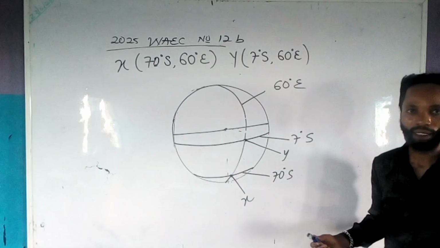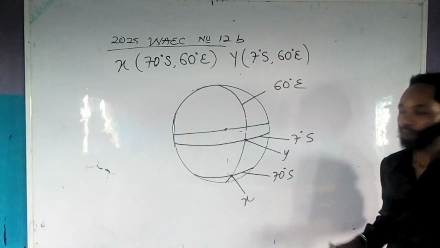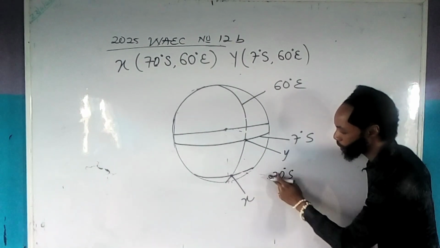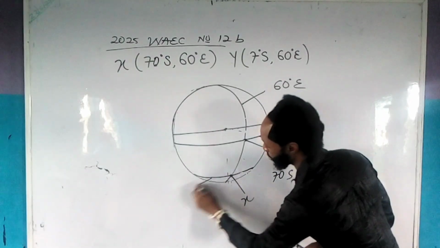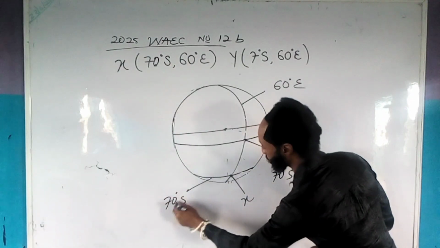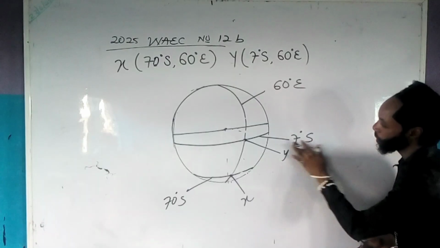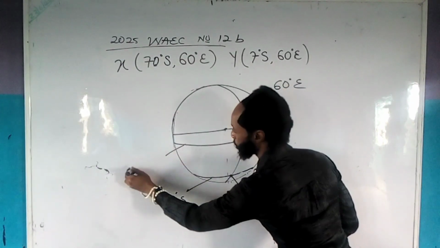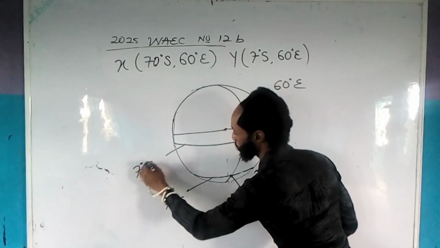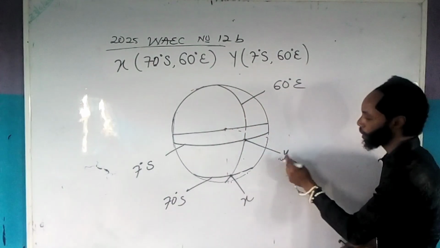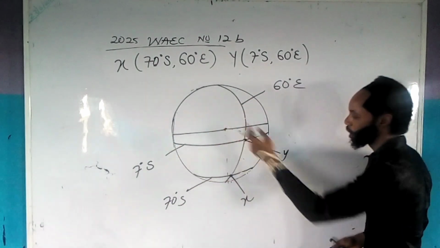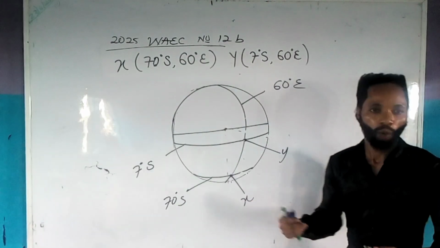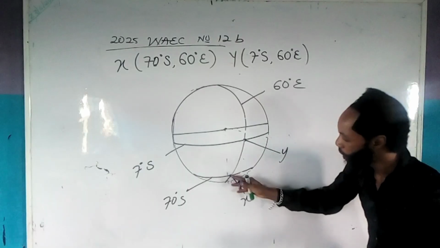We are asked to find the distance between X and Y. So I want to clean these ones here. Let me strike them out. 70 degrees south, because I don't want this complication here. Then here is 7 degrees south. Now you understand why we have these two when we do the maths: the angular difference. So these are point X and point Y, and we have to find the distance from this point to this point.